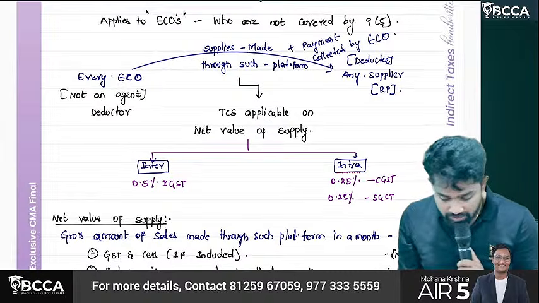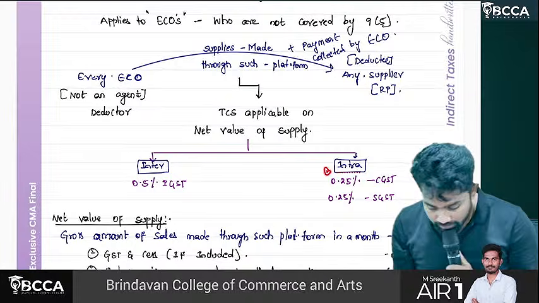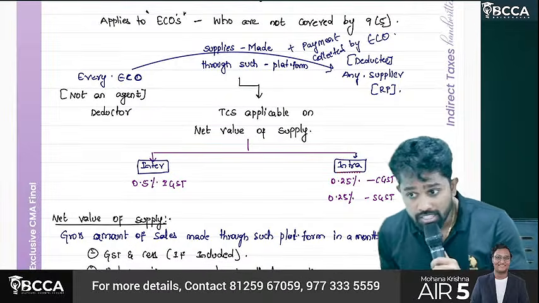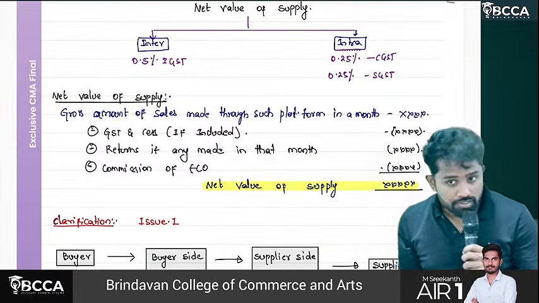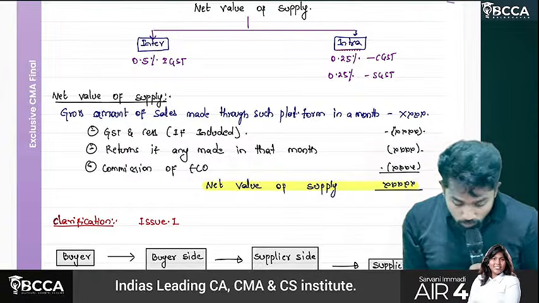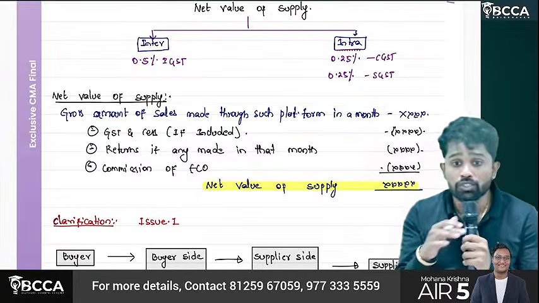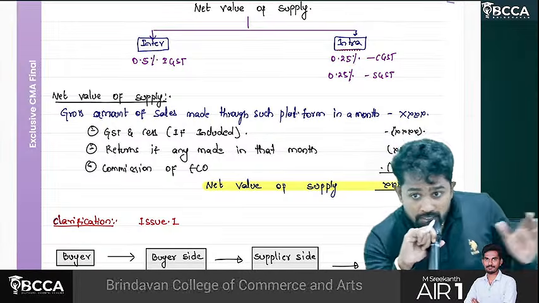What is the TCS rate, sir? For interstate, 0.5% IGST; for intrastate, 0.25% CGST and 0.25% SGST. Then net value of supply. What is net value of supply, sir? The gross amount of sales made through such a platform in a month. So TCS will not be deducted transaction-wise, but monthly.